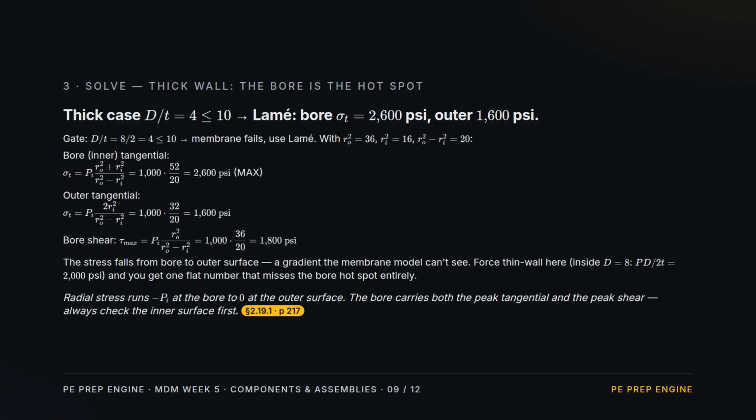Solve. Part 3. For the heavy cylinder, the ratio is 4, below the gate, so switch to Lamé. Tangential stress at the bore is 2600. Dropping to 1600 at the outer surface. The bore is the hot spot. Force the thin wall formula here, and you get one flat number that misses the gradient entirely.